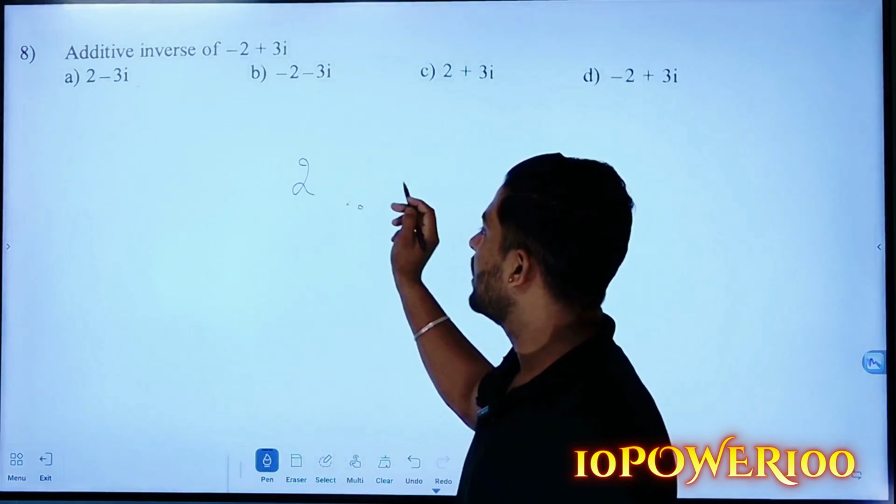Next question: A cross B intersection null set. First of all, B intersection null set is always a null set, correct? Because the common element between a null set and a normal set is the null set itself. Next, if we multiply anything with a null set, the Cartesian product that we get will also be a null set.